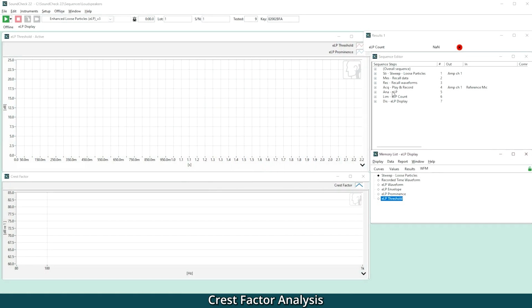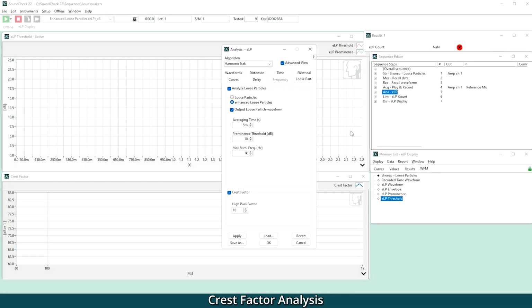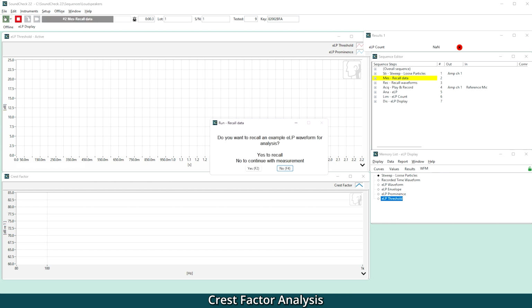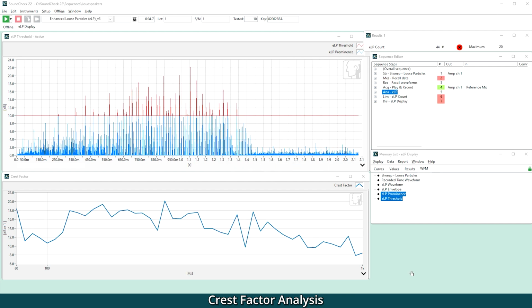Crest factor analysis complements SoundCheck's unique enhanced loose particle algorithm for transient distortion measurement and enables comparison of the two methods side by side using the same measured data. This makes it easy to evaluate SoundCheck's enhanced loose particle algorithm against this more standard metric offered in other measurement systems.